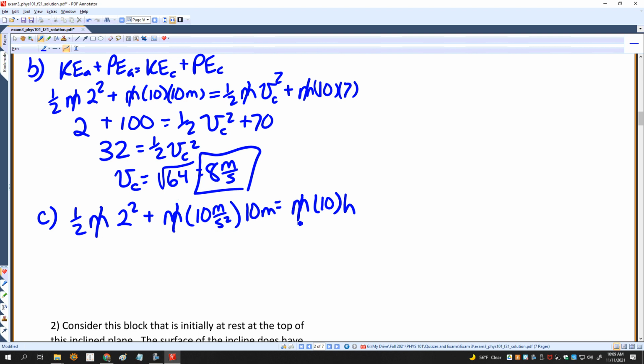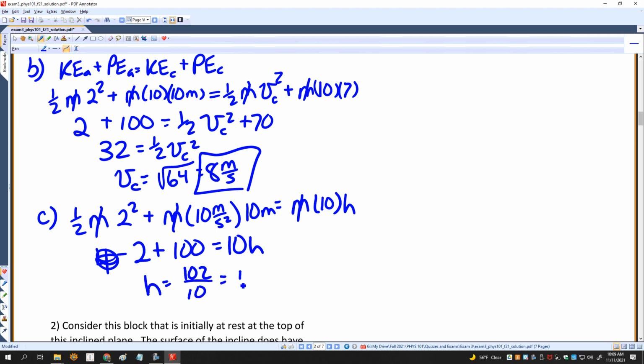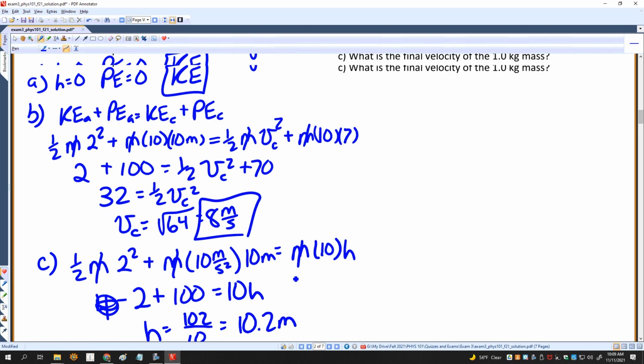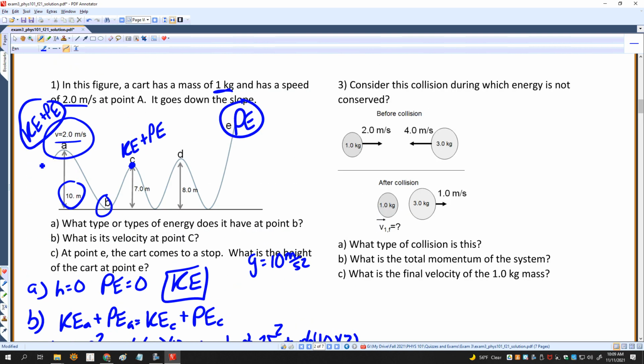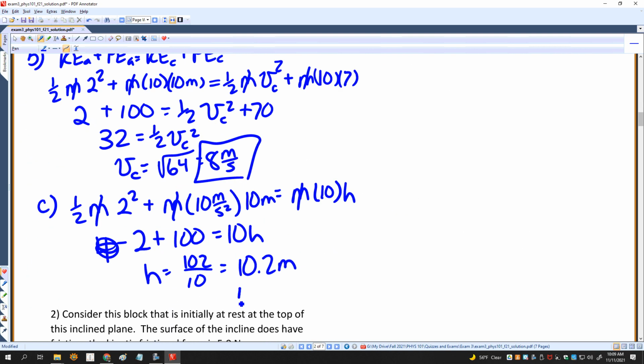My masses all cancel. That's 4, 2 plus 100 equals 10h. And solving that for h is 102 divided by 10, which is 10.2 meters. Let's check my sig figs. We're really just keeping 2 sig figs here, so 10 meters is the correct answer. If you put 10.2, I wouldn't count off for that.